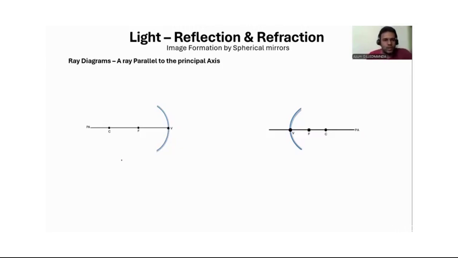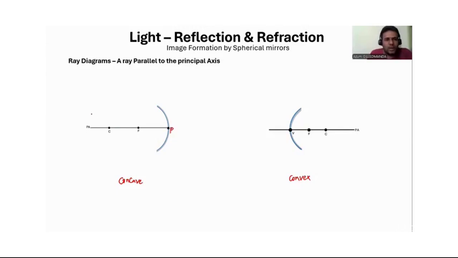Here on the left side, this is the concave mirror, and on the right hand side it is the convex mirror. So let's understand the ray diagrams. Let's look at a ray parallel to the principal axis. This is the principal axis, this is the center of curvature, this is the focus, and this is the pole P, or center of the mirror.